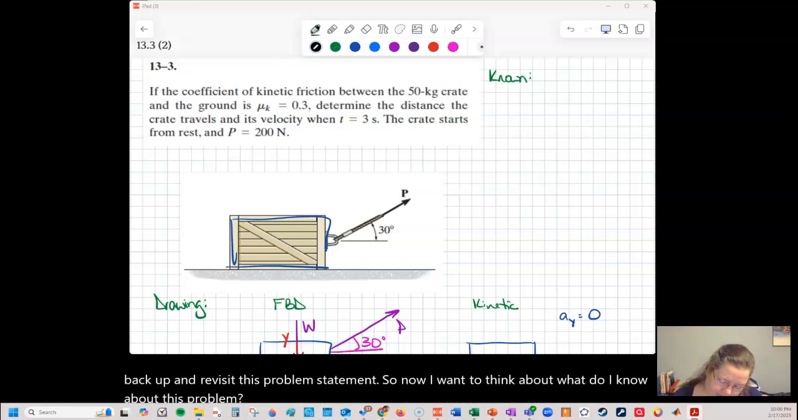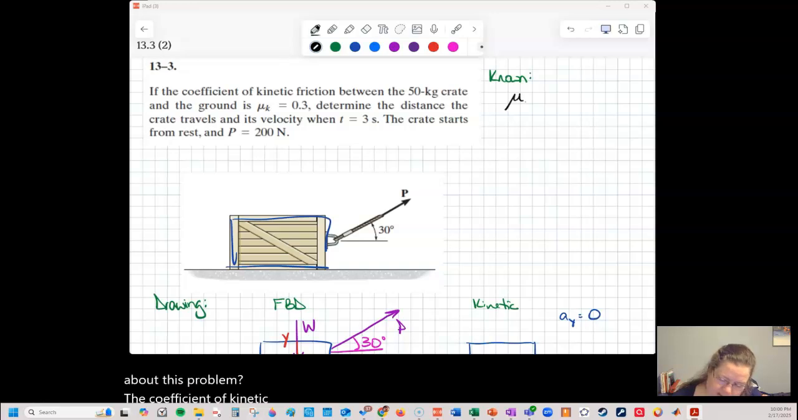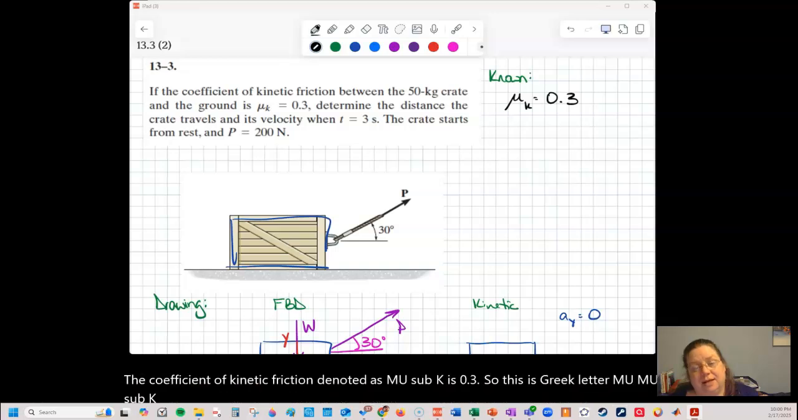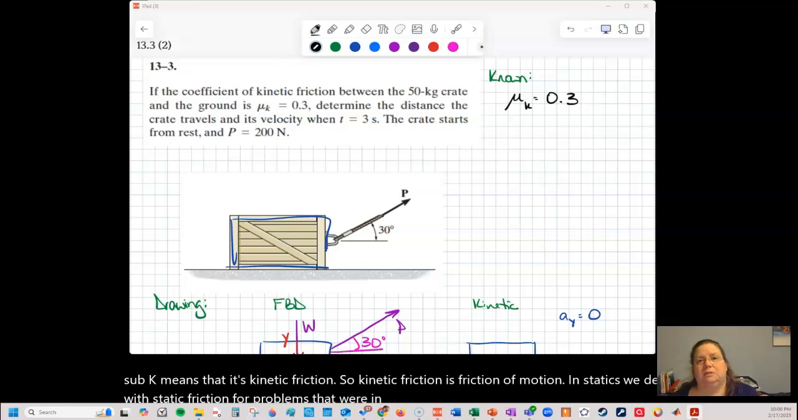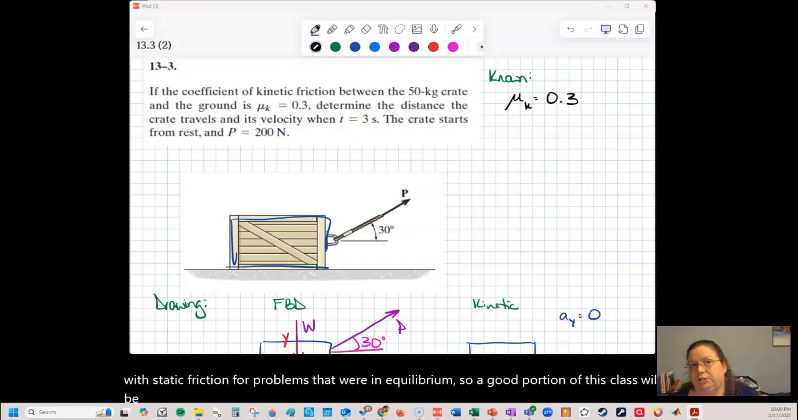The coefficient of kinetic friction, denoted as mu sub k, is 0.3. So this is the Greek letter mu. Sub k means that it's kinetic friction. So kinetic friction is friction of motion. In statics, we dealt with static friction for problems that were in equilibrium. So a good portion of this class will be studying kinetic friction rather than static friction.